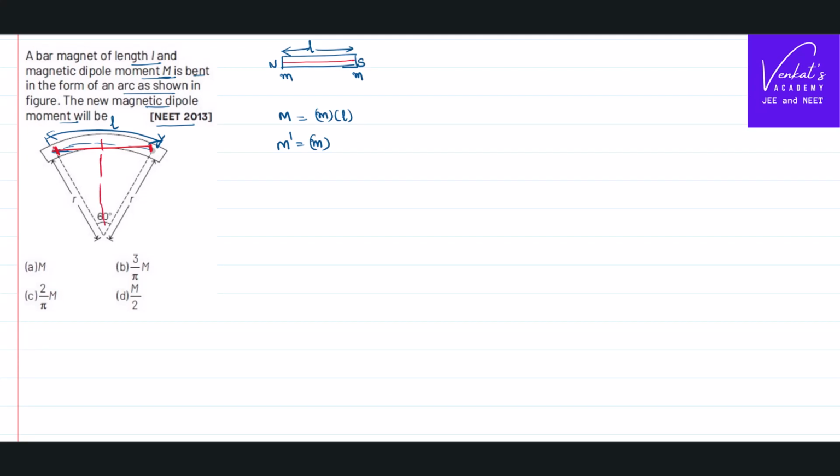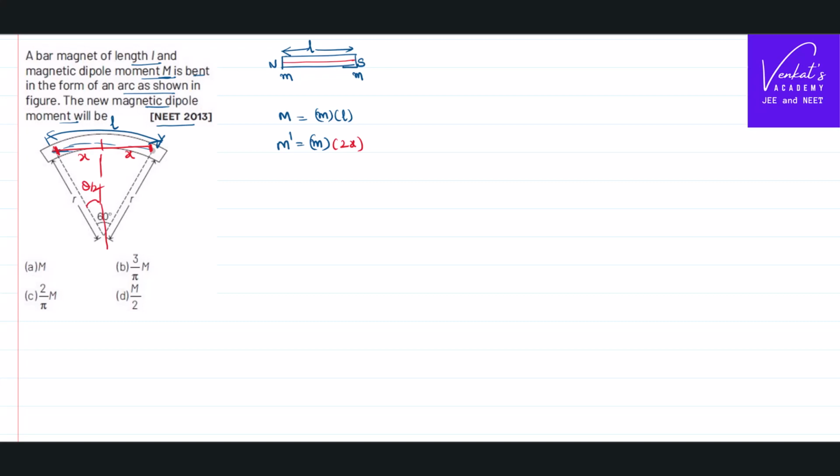So, if I bisect this angle, this becomes angle theta by 2. If I call this distance x, this distance also becomes x. So, new magnetic moment becomes m into 2x. If I calculate that x, I have solved the problem. Let us see how do I calculate that x, right.